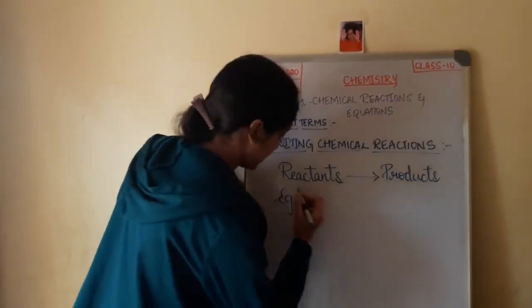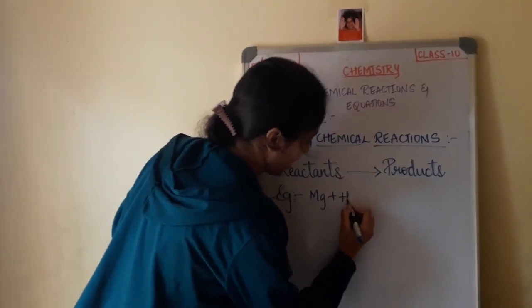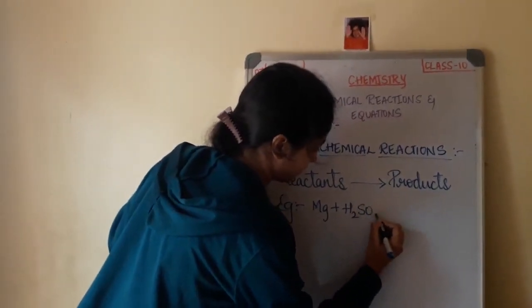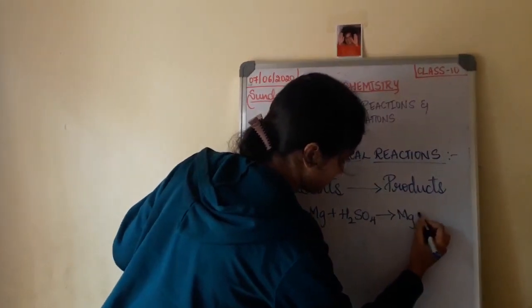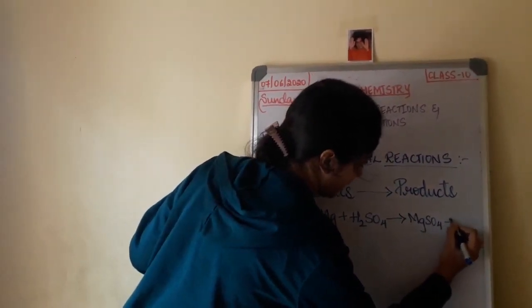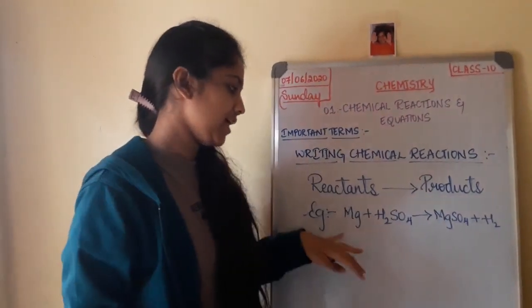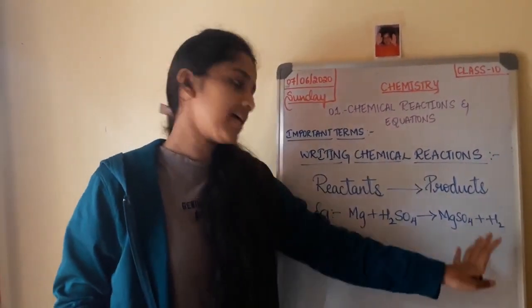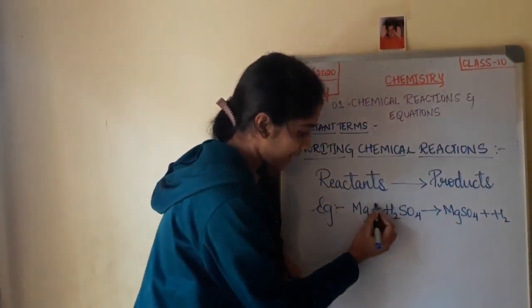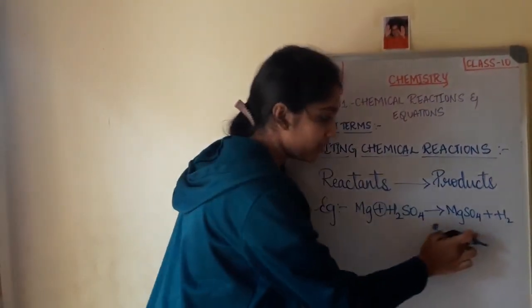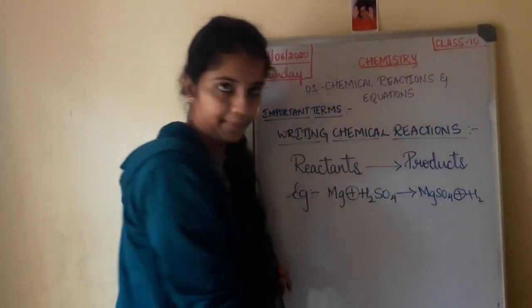As written here, magnesium plus hydrogen sulfate gives me magnesium sulfate plus hydrogen. Now here, as you can see, there are two reactants as well as two products. The two reactants are separated by a plus sign between them, and the two products are also separated by a plus sign between them.